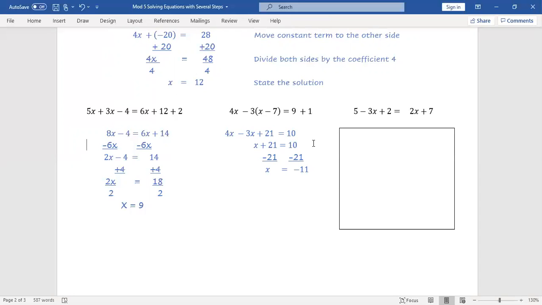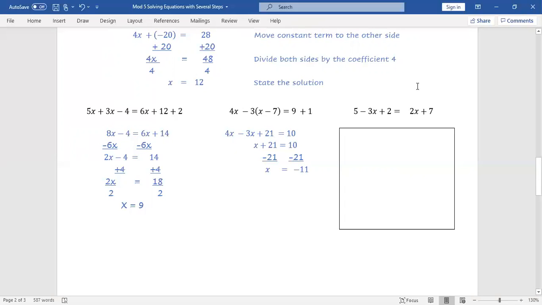10 plus a -21, I have more negatives, so I'm going to subtract because they're different signs. And 21 minus 10 is 11, but my answer is going to be negative because -21 is farther away from 0 than 10, and it had a negative sign with it. So my answer is x equals -11.